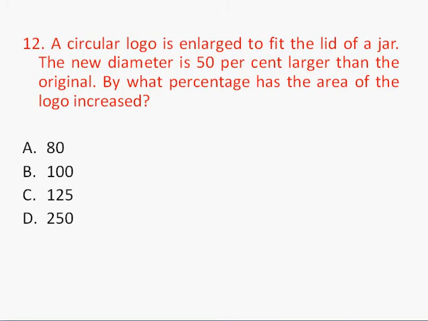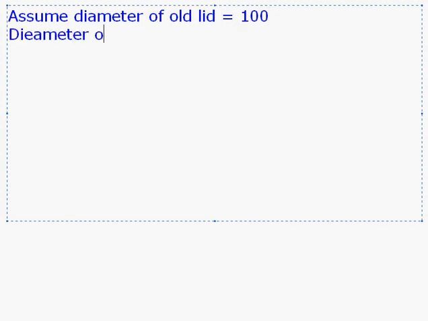It is a circular logo. Alright, now we assume the diameter of the previous logo, the old lid, as 100. Therefore, the diameter of the new lid will be equal to 150. That's what's given in the question.